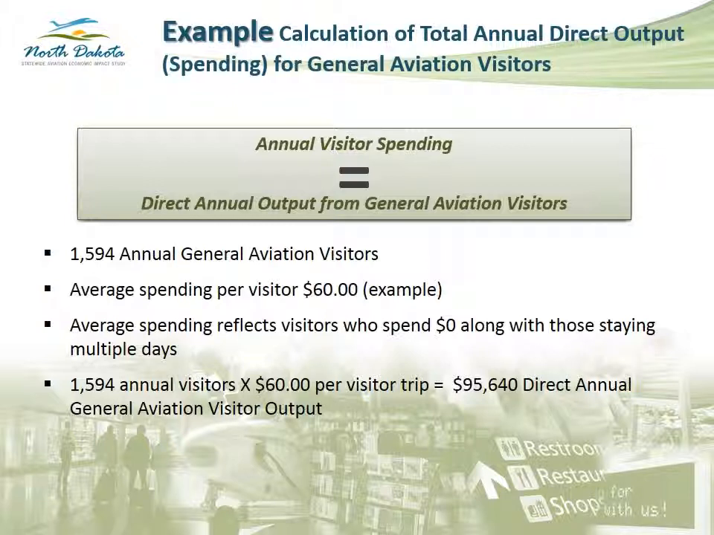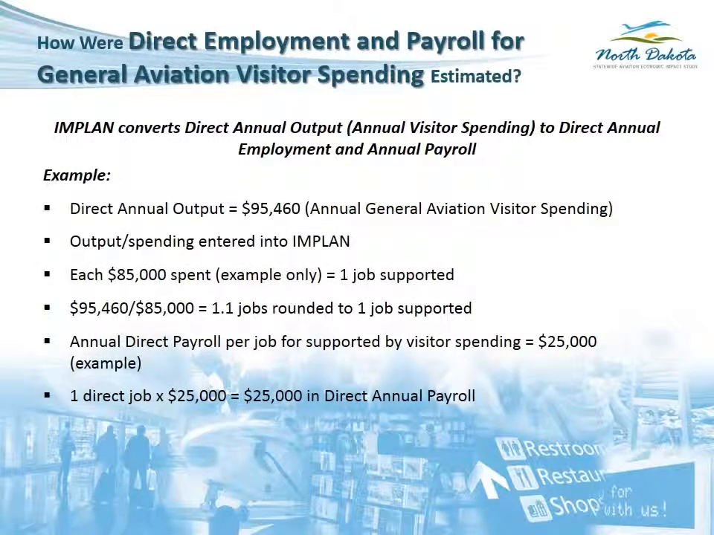When the 1,594 annual general aviation visitors are multiplied times the average spending of $60 per visitor trip, total direct general aviation output of $95,640 is estimated. Don't forget that for this category, annual general aviation visitor spending is the same as direct output. Similar to the capital investment category, once we have estimates of direct output or spending for general aviation visitors, we can estimate the number of direct jobs and direct payroll that this output or spending supports.